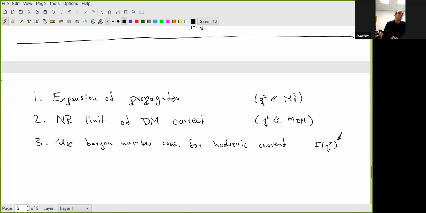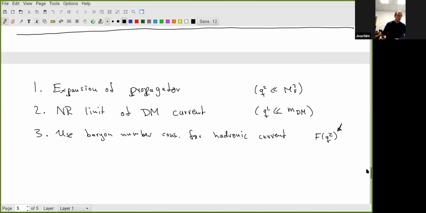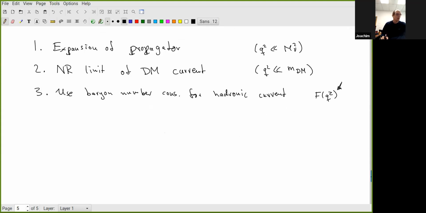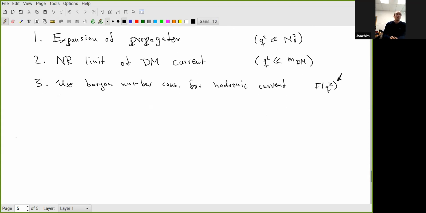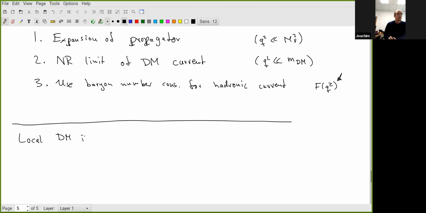All right, so that's the outline of the remaining part of the lectures. We'll start with the easiest one, which is expansion of the propagator. So what we have seen, let me call this local dark matter interactions. What we will assume is the following.